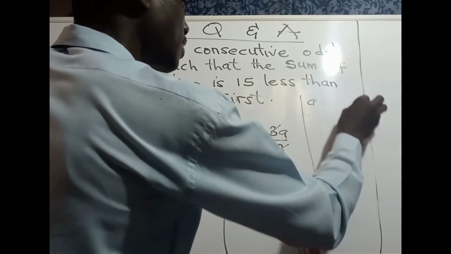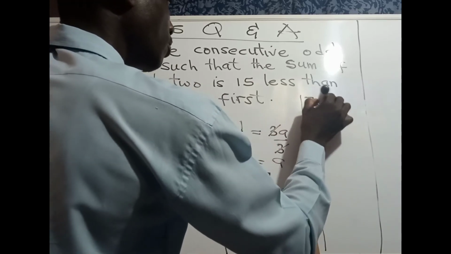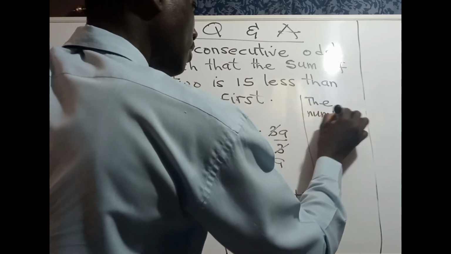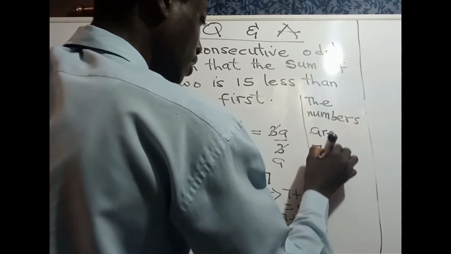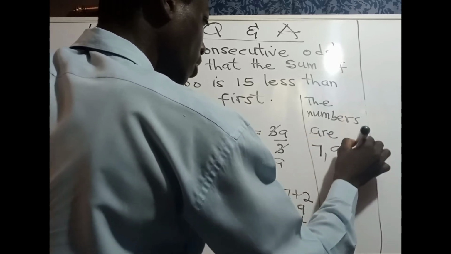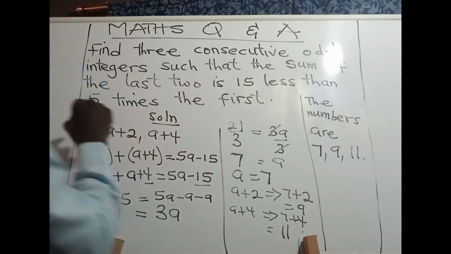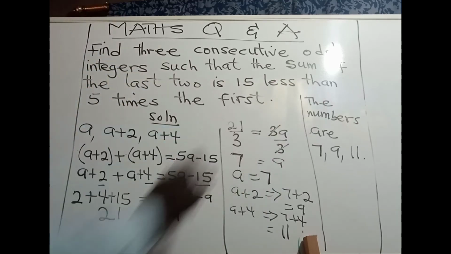In that case, the three numbers are, so after you are done, you write the numbers are 7, 9, and then what? 11. So these are the three consecutive odd numbers, which when you sum the last two, it gives us 15 less than 5 times the first.